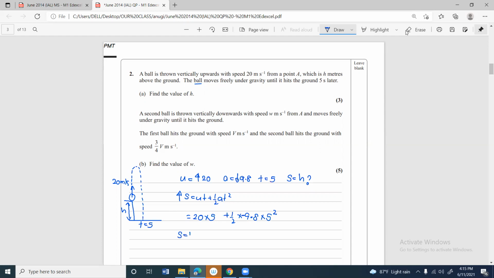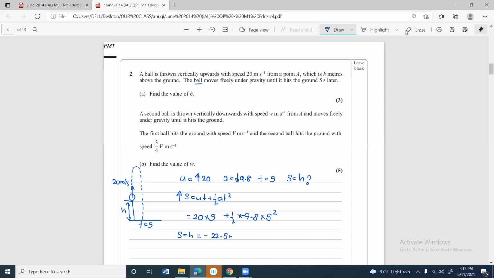S means actually H is equal to 20 into 5, which is 100, minus 0.5 into 9.8 into 25. Minus 22.5. H becomes minus 22.5.